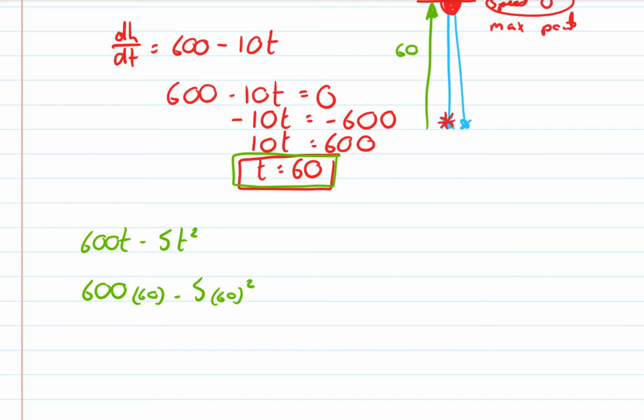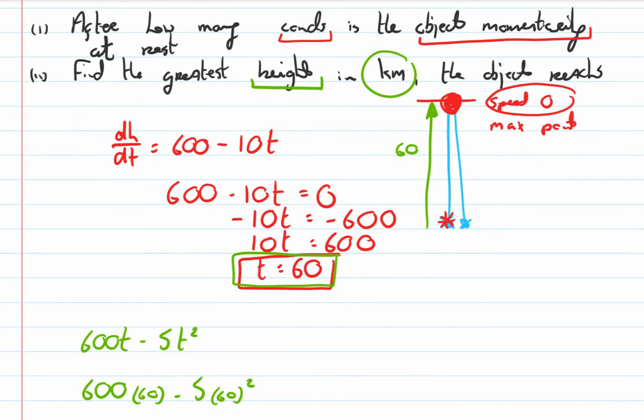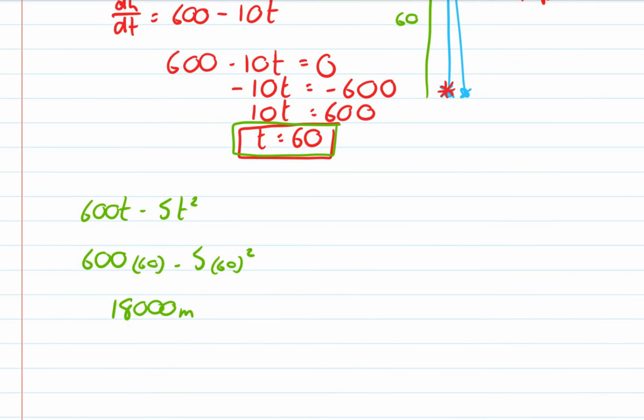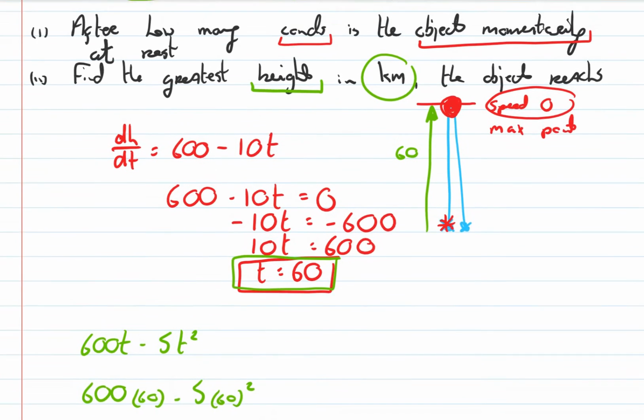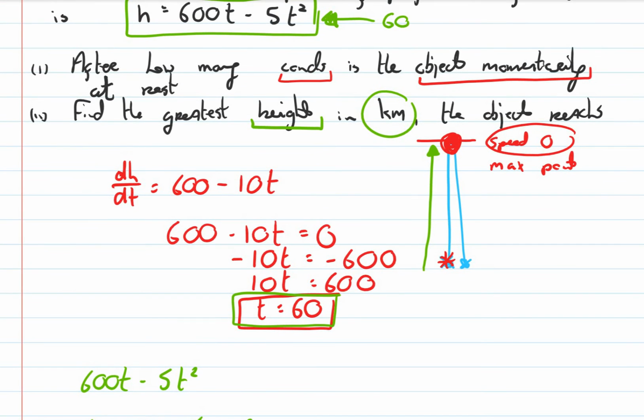And when we do that out, we get 18,000 meters. Okay, now be careful, it says in kilometers, so we'll divide by 1,000 and we'll get 18 kilometers. Right, so this object, whatever it is, I know it's a spaceship or whatever, goes up. After 60 seconds, it reaches, is it 18 kilometers away?